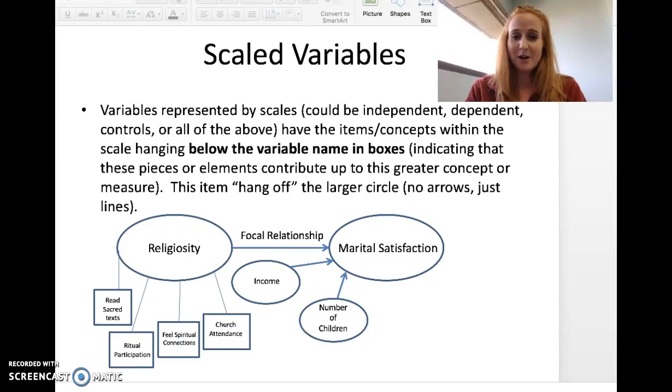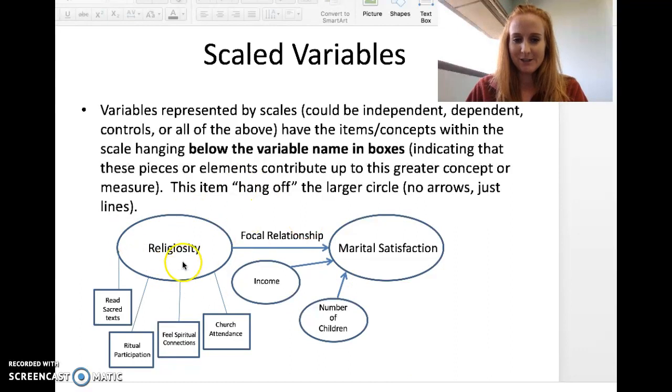Have the items or the concepts within the scale hanging from below the variable name in a box. It indicates that these are little pieces or elements of things that contribute to this big concept. So these hang off the larger circle. You do not use arrows. You just do lines, kind of like they're dangling off a mobile or something like that.